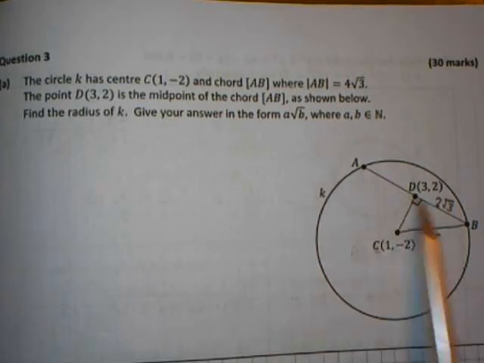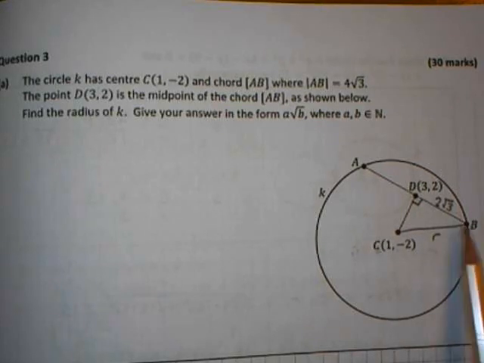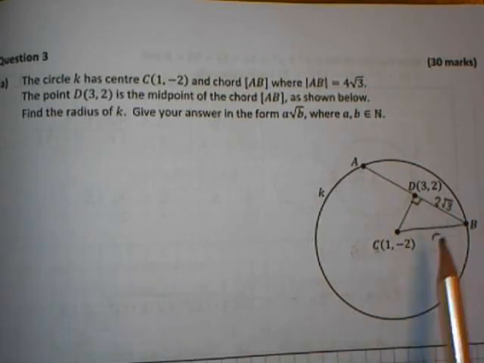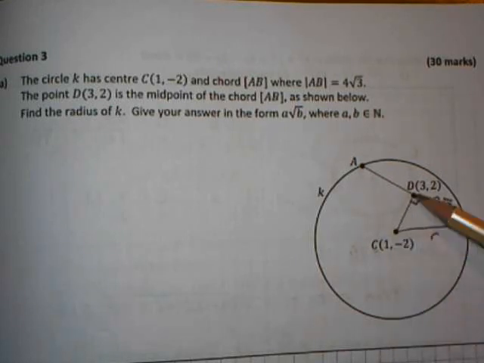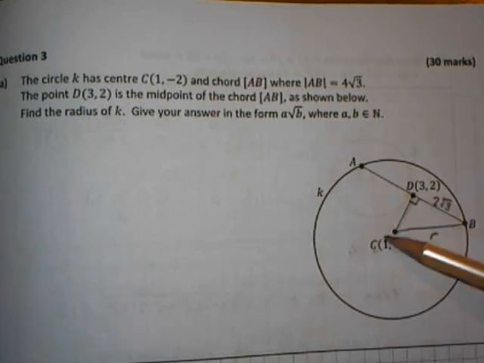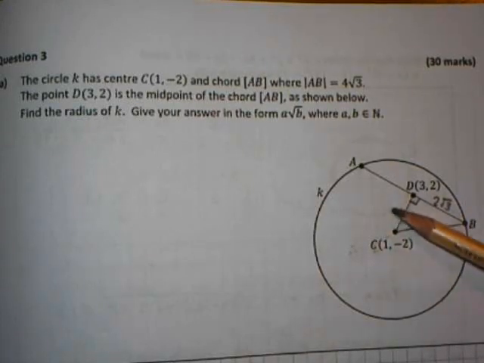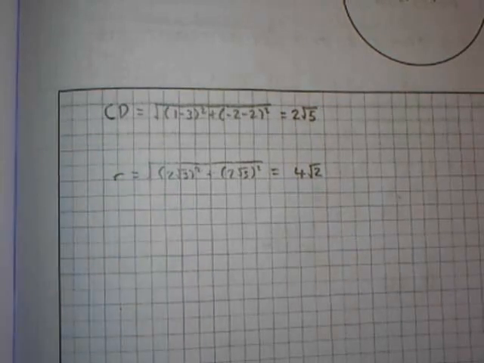We know that this is 4 root 3 from the question. If you half that on the calculator even, it's 2 root 3. So this is 2 root 3, this is r, and we now have a right angled triangle to work with. We don't know what CD is, but we can use the distance formula to work out what CD is, and when we do that, it's 2 root 5. So this is 2 root 5, this is 2 root 3, and now we just do Pythagoras and you can work out r. So I'll show you my workings.